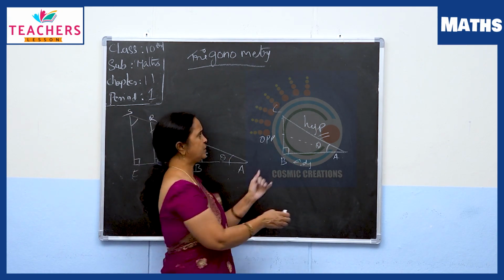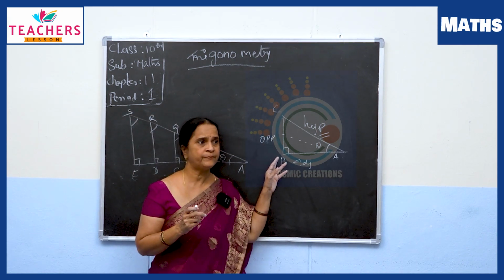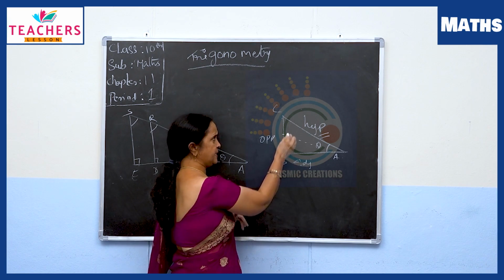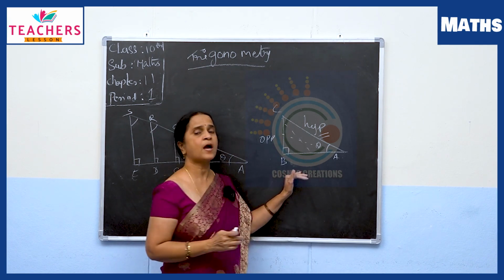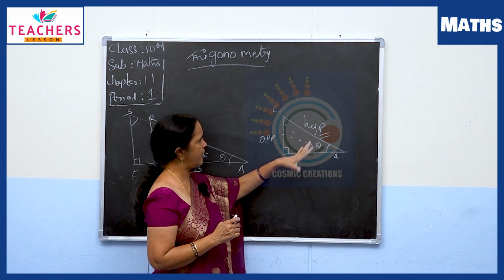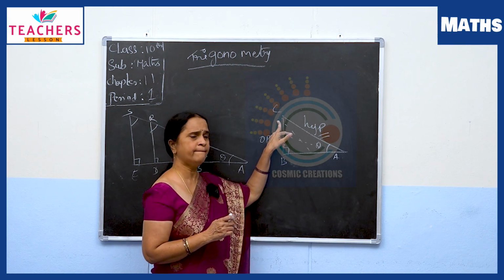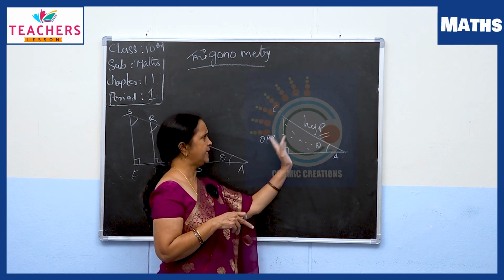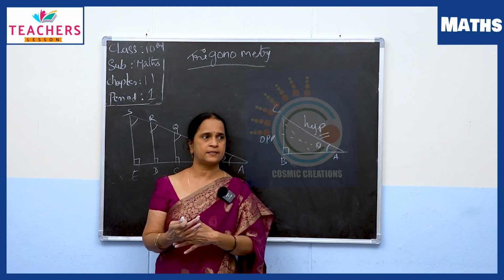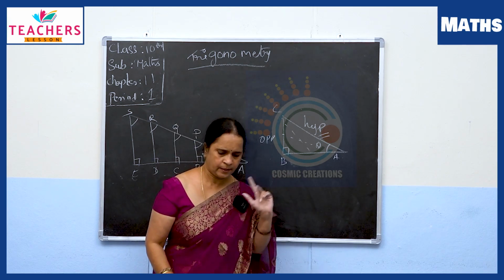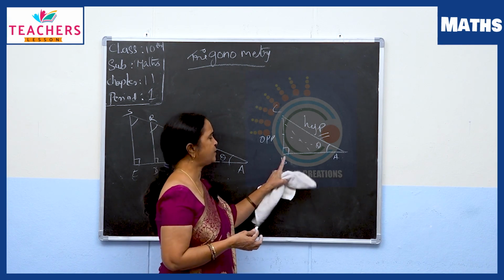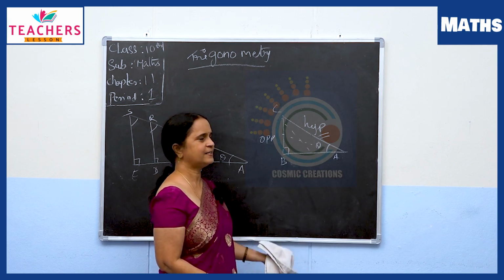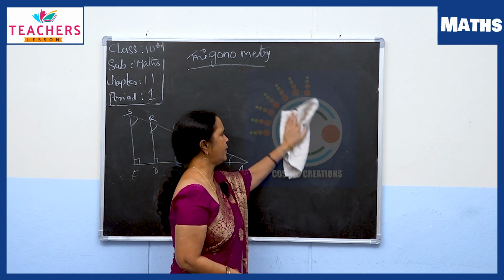If I speak with respect to C, then what happened? Opposite to C is AB. AB will be opposite to C, and hypotenuse is that one, and BC would be adjacent to C. With respect to angles, the sides will be changed, opposite and adjacent. With respect to B, hypotenuse is always hypotenuse, and opposite, yeah, that is opposite. Got it?